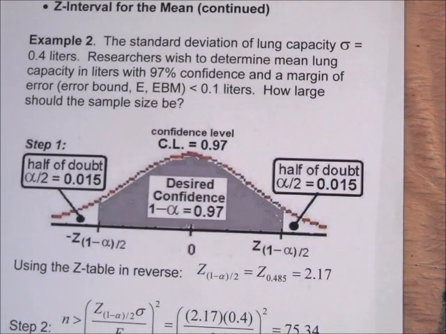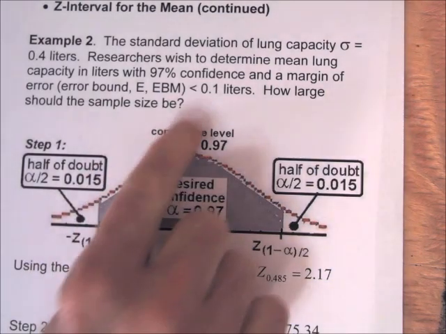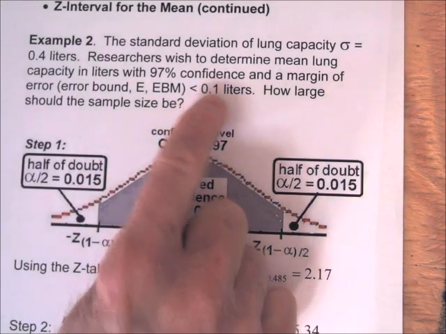So we want to know how large the sample size should be. Before you do a study, it's helpful to know how large the sample size should be, because large samples are expensive, but they're going to give you more precise information than a smaller sample would. So there's a trade-off involved. Before we do the study, let's see how big a sample we want. We want 97% confidence. We want to be off by less than 0.1 liters.